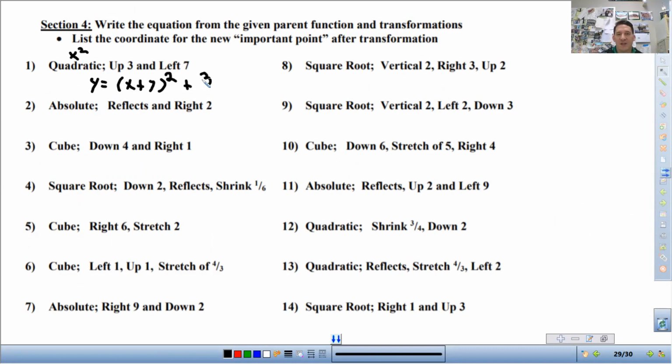So we've done a bunch of these. Pay attention to what the function is, like square root, shrink, so it's going to be y is equal to the reflection is minus, the shrink by 1/6. It's a square root function, so you need to put a square root down too. All right, so pay attention to the function. And we've done this. You don't need to worry about listing the coordinate for the new point. Just write the equation and give the parent function.